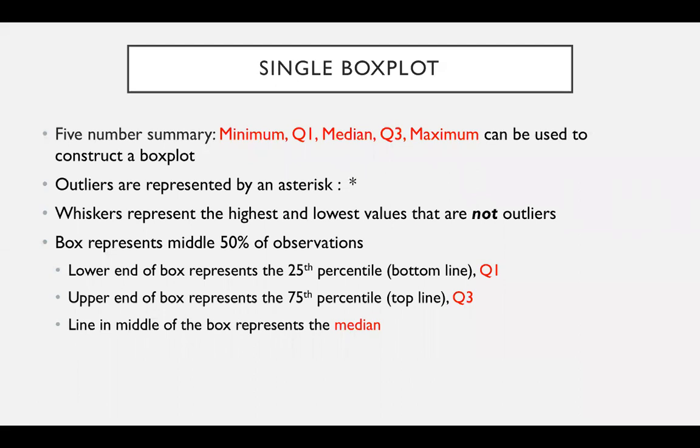And then the whiskers represent the highest and lowest values that are not outliers. And the box part represents the middle 50% of observations. So the lower end of the box represents the 25th percentile, which is represented by a little bottom line there, and that's Q1. There will be an illustration on the next slide, so it'll be easier to understand. But the upper end of the box part represents the 75th percentile, and there's a top line there, and that's Q3. And then the line in the middle of the box represents the median.